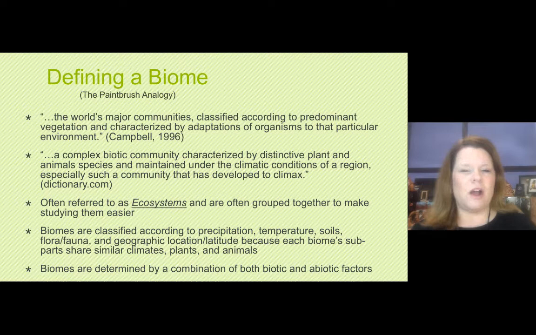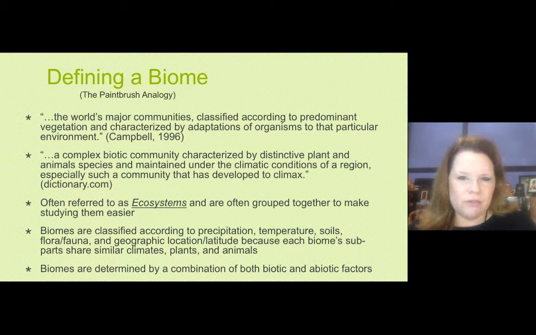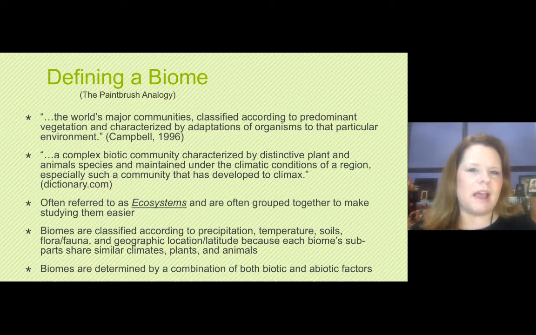According to dictionary.com, a biome is a complex biotic community, biotic referring to biology, by the way, meaning living, characterized by distinctive plant and animal species and maintained under specific climate conditions of a region, especially such a community that has developed to a climax. More specifically, we refer to biomes as an ecosystem, and they're grouped together to make them easier to study because there are many biomes across the world. Biomes can be found on every continent on the globe. Biomes may vary slightly, but you've got these sub-biomes in which an island community, for example, might fit. Biomes are classified according to precipitation, temperature, soils, flora and fauna.